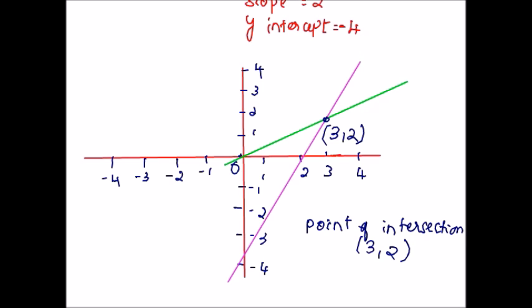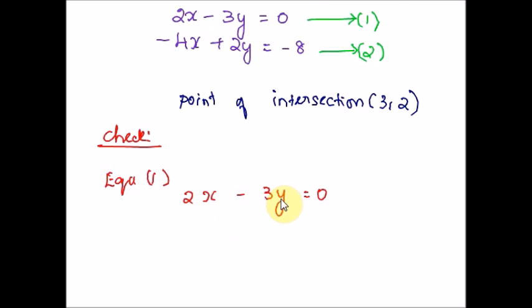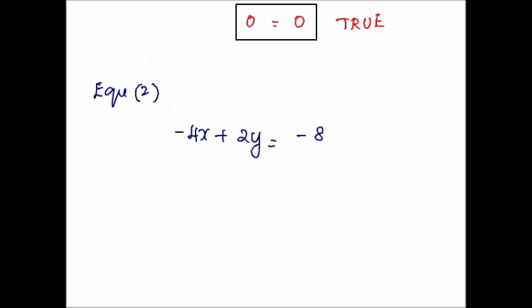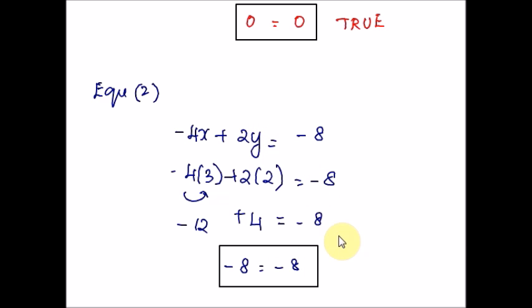Let me check in both the equations. Replace x by 3 and y by 2 and check whether the LHS is equal to RHS. The equation holds true. Now let's do the same thing for equation number 2. Replace x by 3 and y by 2. The equation holds true for this too. So the solution we got is the accurate answer. Hope you're clear with this example.